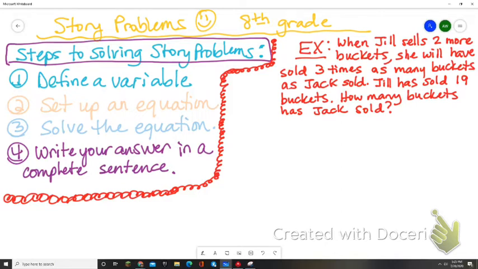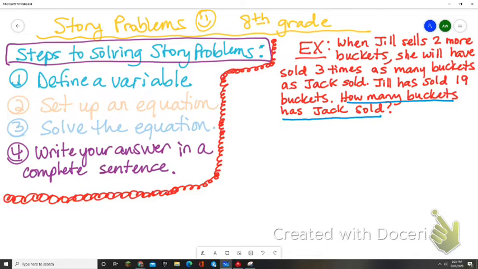A lot of times when I start a story problem, I don't even read the beginning. I just go straight to the end. So I know before I read the problem what I'm looking for. In this problem, I need to know how many buckets Jack has sold. So now I'm going to go back. When Jill sells 2 more buckets, she will have sold 3 times as many buckets as Jack sold. Jill has sold 19 buckets.